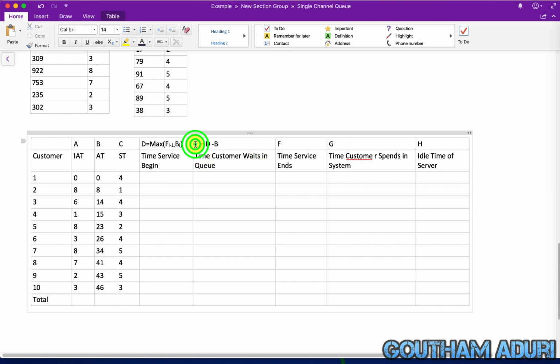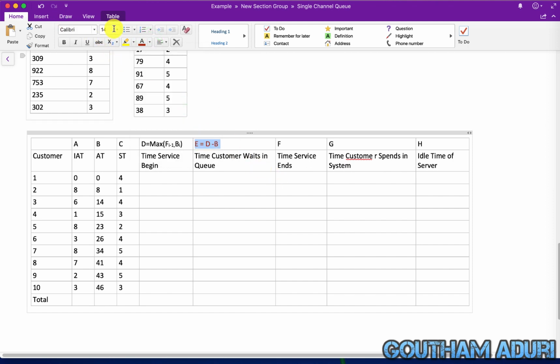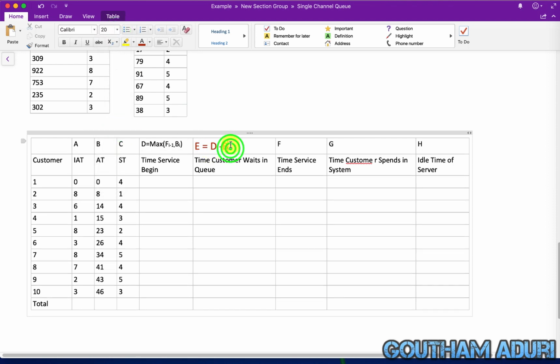So I'll just increase the font so that it will be closer to you. Yeah. So this is the time customer waits in the queue, and this is the time service ends, the greater value between the time service ends of the previous row and the arrival time of the current row. Once we solve, we will try to understand. I will just change the color.